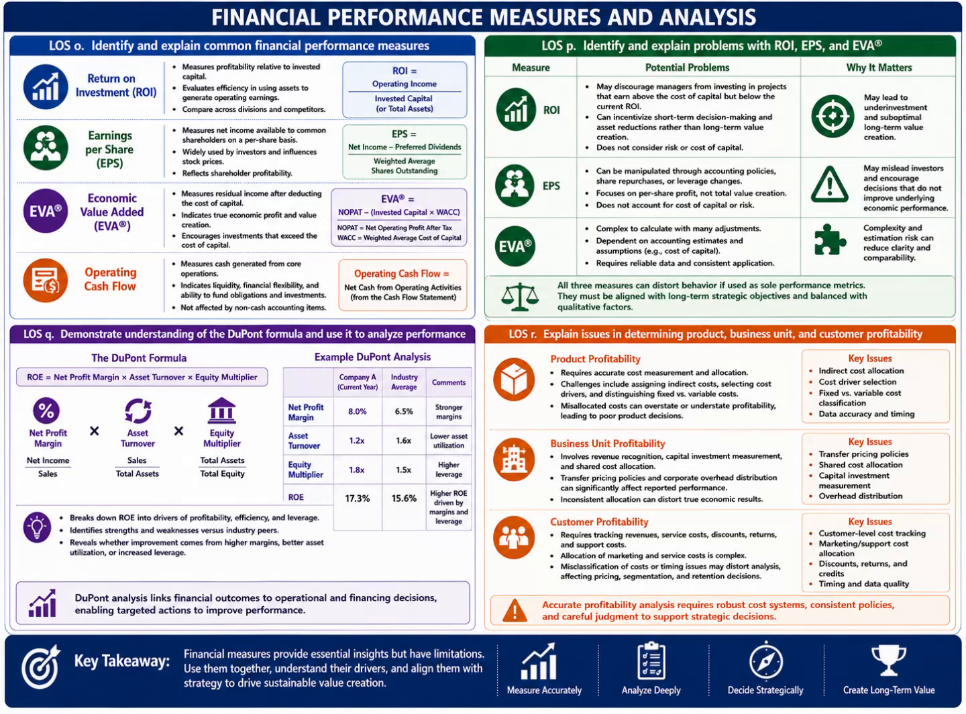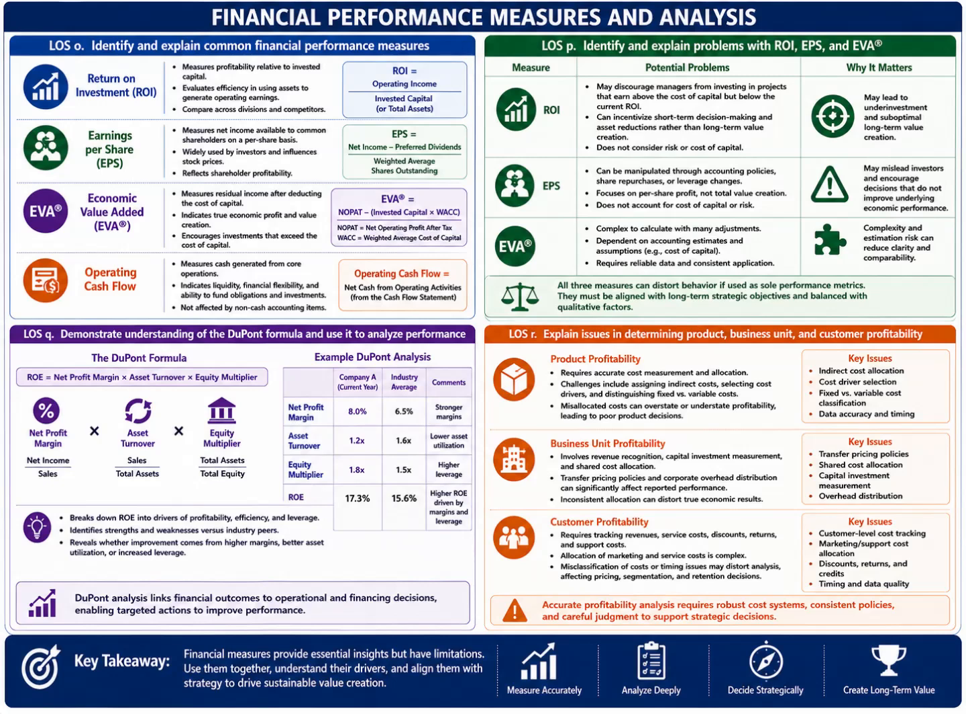Earnings per share, EPS, represents net income available to common shareholders divided by the weighted average shares outstanding. It reflects shareholder profitability and is widely used in capital markets, influencing stock prices and investor perceptions. Economic value added, EVA, measures residual income after deducting the cost of capital from operating profits. Operating cash flow evaluates the firm's ability to generate cash from core operations, indicating liquidity and financial sustainability beyond accounting profits.